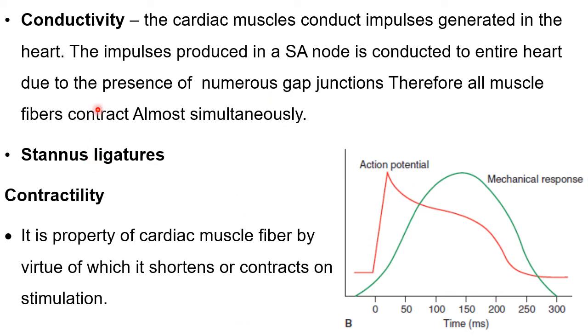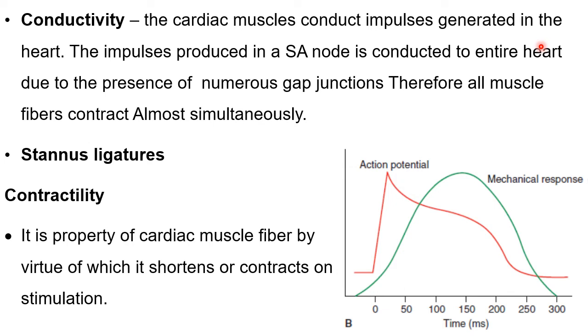Next important property is conductivity. The cardiac muscle conducts the impulse that is generated in the heart. The impulse generally is generated in SA node. That's why it is called as pacemaker of the heart. And this impulse generated is conducted throughout the heart. This conduction is due to presence of gap junctions. As I have stated earlier, these gap junctions are present near the intercalated discs. Yes, the intercalated discs near the branching of the cardiac myocyte.